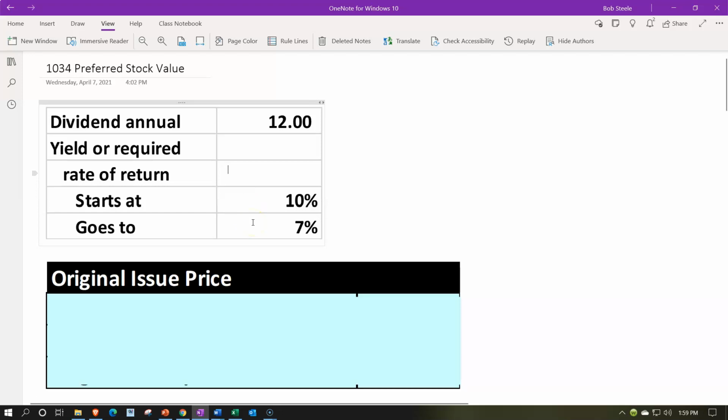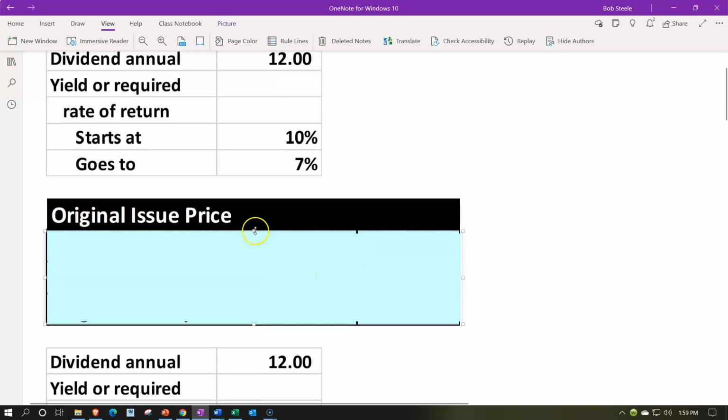Now, on the original issuing of the preferred stock, we would think that if they want to issue the stock, they would take into consideration what the market rate is, the required rate of return, in considering the original price. And so we'll start there, and then we'll see how that value could change as the market rate of return changes. So we're going to take our calculation, a fairly basic starting point.